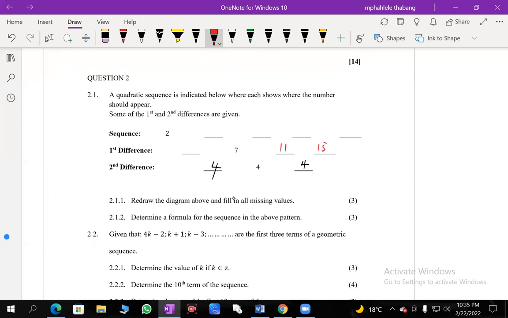What is the term at position 3? And what is the term at position 5? This is for babies. This is for babies.